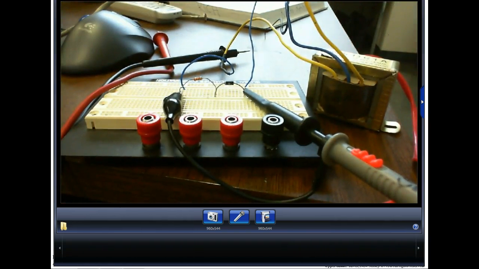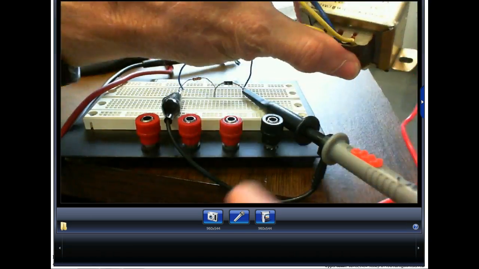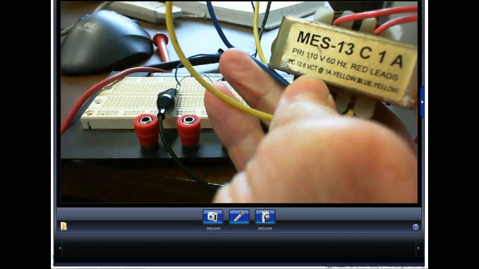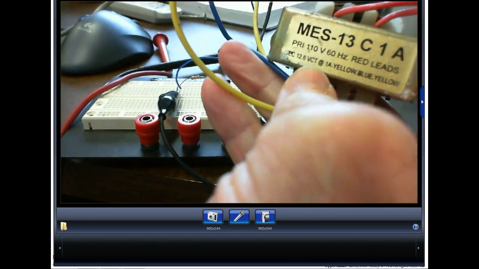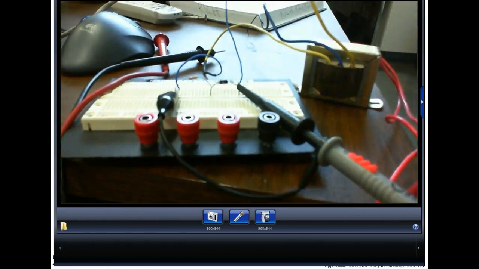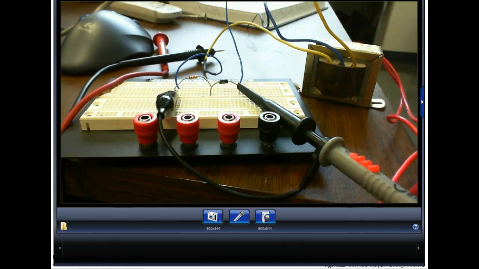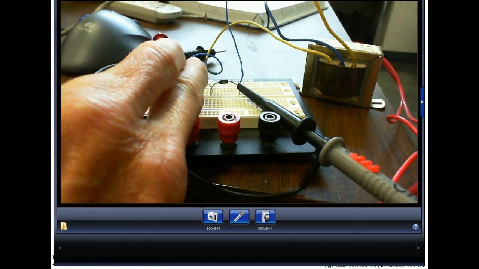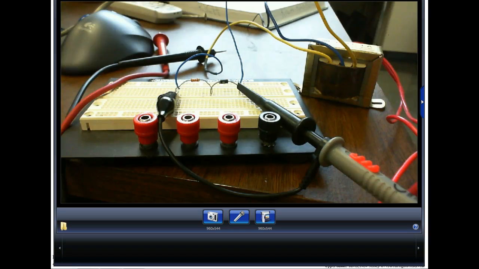Now the transformer that we have is rated 110 volts and 12.6 volts at 1 amp. Now that's what it's rated at. It's going to be extremely unlikely that we get exactly that, and so when we design the power supply, we compensate for this kind of stuff. But odds are, since we're only putting an extremely low load on this thing, we're probably going to get out more than 12.6 volts.